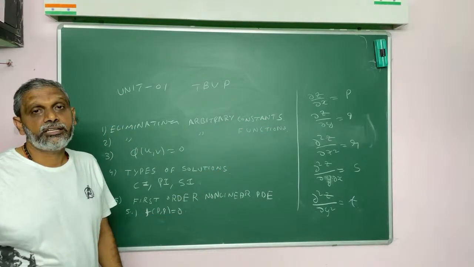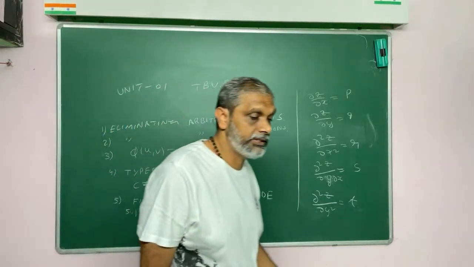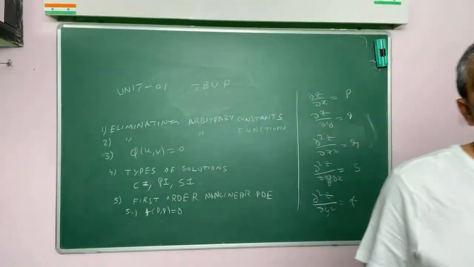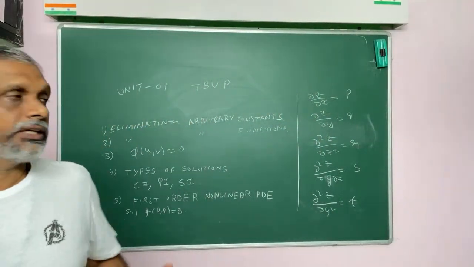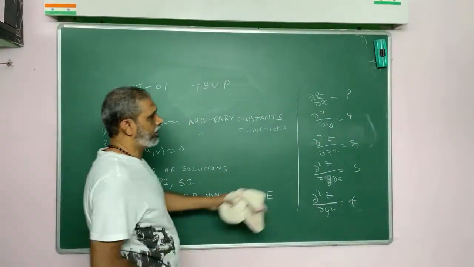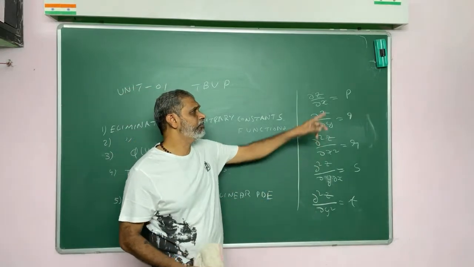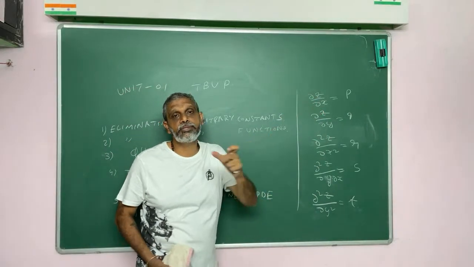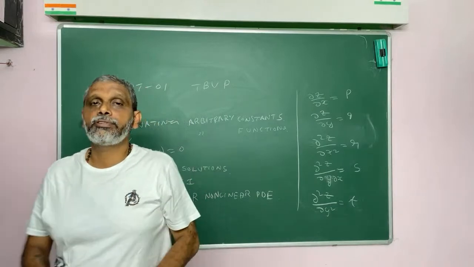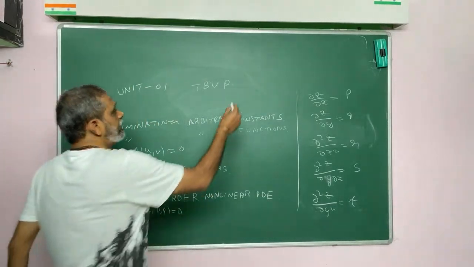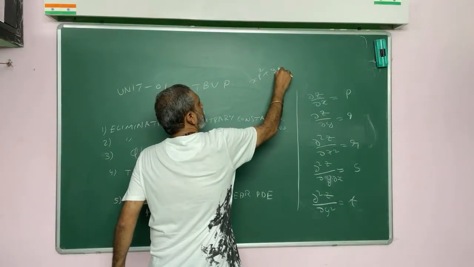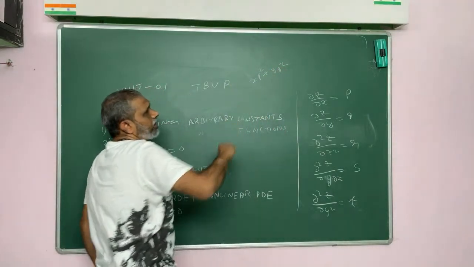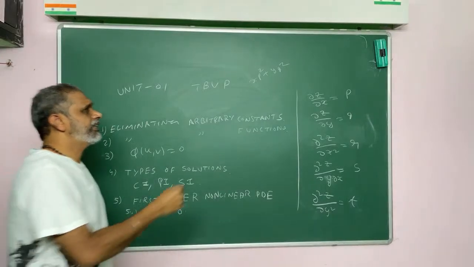First order non-linear PDE means what? It is non-linear and first order. The whole equation contains p and q only. There is no r in this. Order should be 1. Linear means degree 1. Non-linear means you may have something like x p squared, y q squared, or degree more than 1, like q squared, z squared.